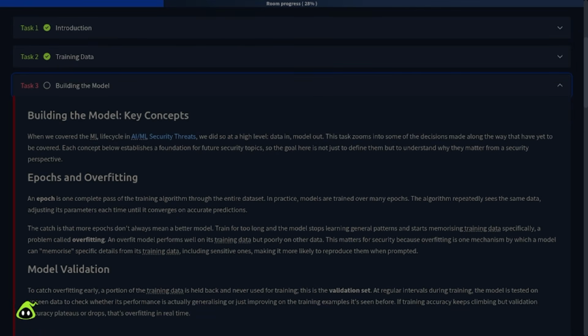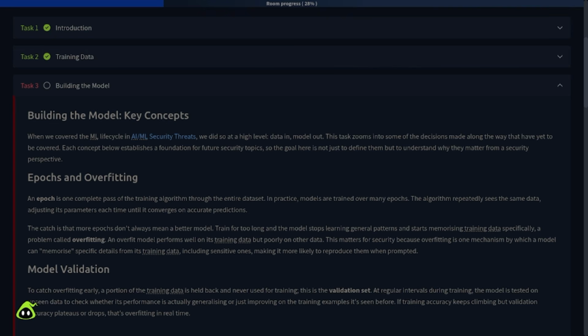Anyways, let's jump into Task 3, building the model. The key concepts: when we covered the machine learning lifecycle in the AI/ML security threats, we did it at a high level: data in, model out. This task zooms into some of the decisions made along the way that have yet to be covered. Each concept establishes a foundation for future security topics. So the goal here is not just to define them, but to understand why they matter from a security perspective.